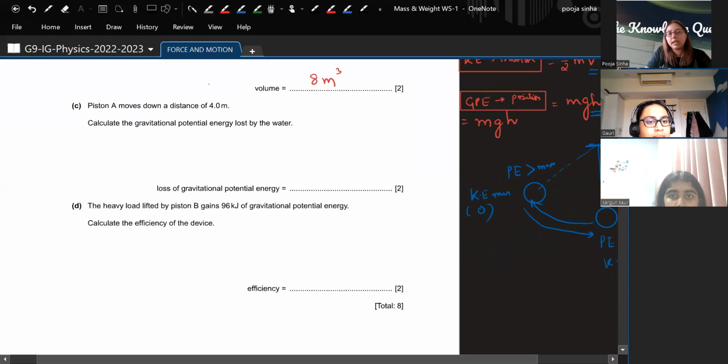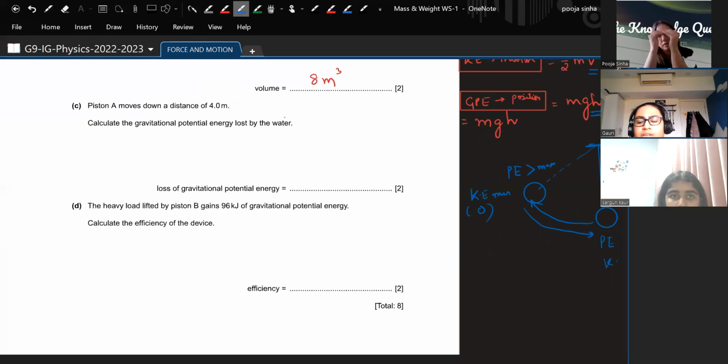Now the piston A is moving down a distance of 4 meters. Calculate the potential energy. क्योंकि position नीचे आ रही है. So what are you losing? You're losing gravitational potential. You're losing height, so you're losing gravitational potential energy, right? क्योंकि height कम हो गई. जितना ऊपर होंगे उतनी height ज्यादा है, उतना gravitational potential energy high है. जितना नीचे आ रहे हैं उतना gravitational potential energy कम हो गया. Correct?